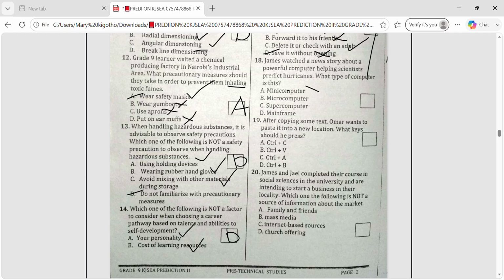So that is out. We have microcomputers. These are mid-sized and are used by small and medium-sized businesses. No. We have supercomputers, extremely powerful, used for complex calculations like weather and climate. So this is the correct one. Mainframe, large scale, used for bulk data processing like bank and large organizations. So for weather and predicting hurricanes, that is C.